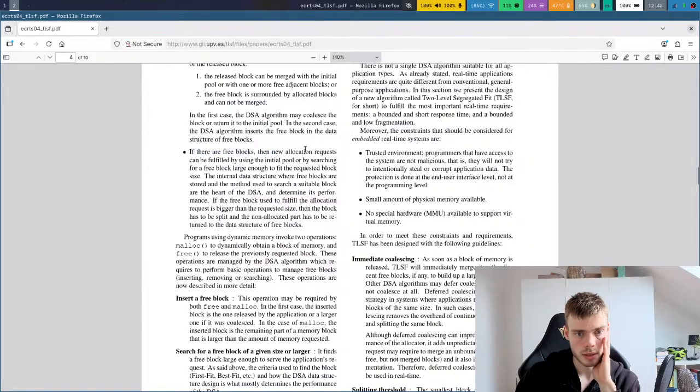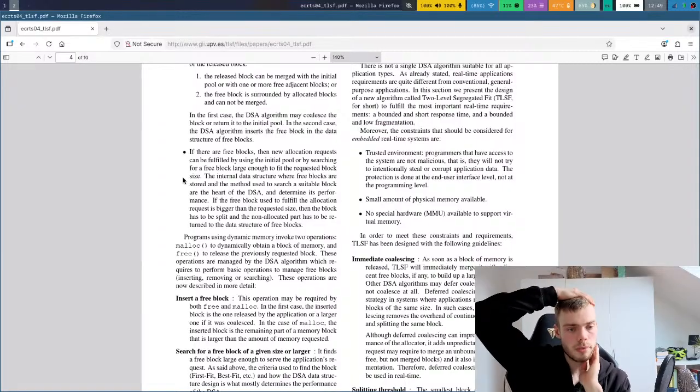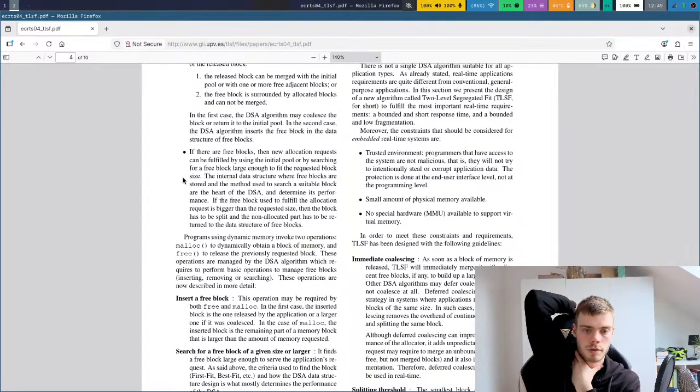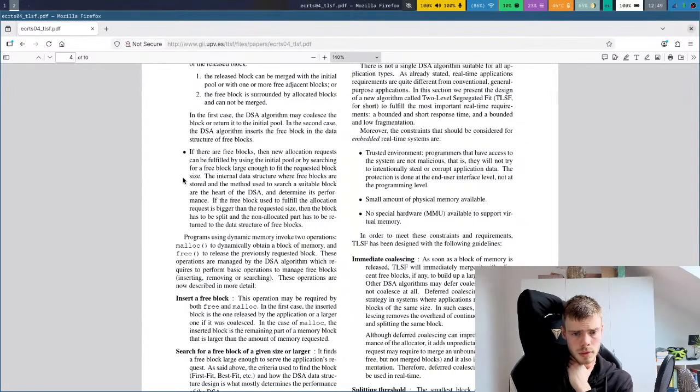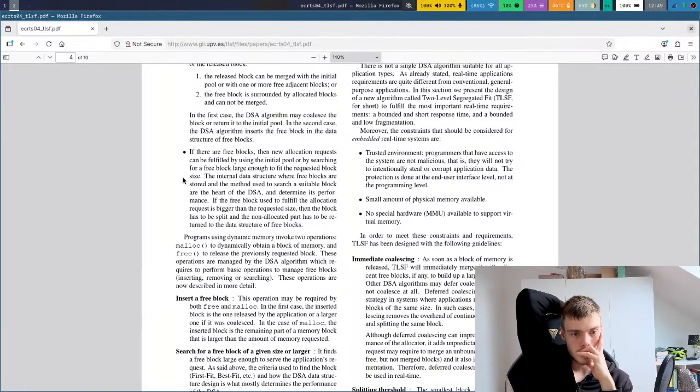If there are free blocks, then new allocation requests can be served by using the initial pool or by searching for a free block large enough to fit the size. The internal data structure of the free blocks and the method used to search them are the heart of the DSA and determine its performance. If the free block used to fulfill the allocation request is bigger than the requested size, then the block has to be split and the non-allocated part has to be returned to the data structure.